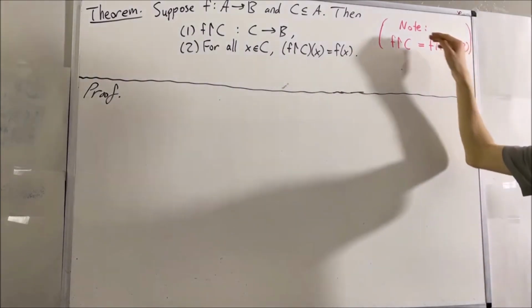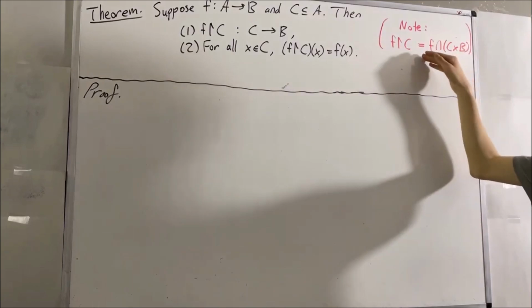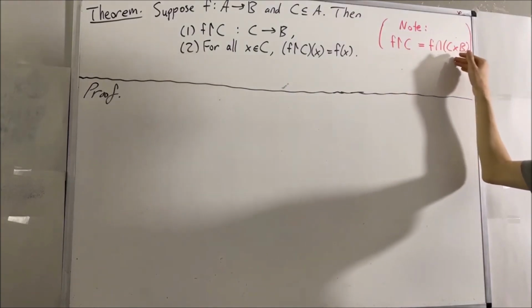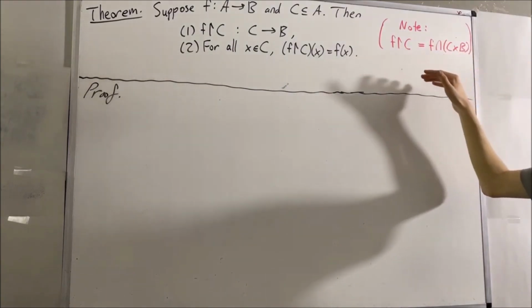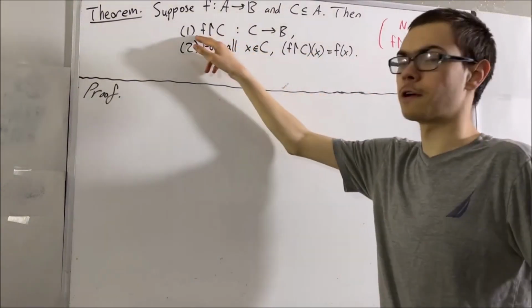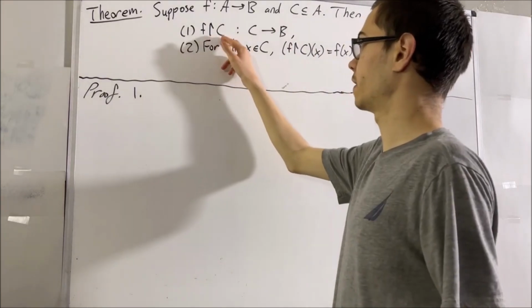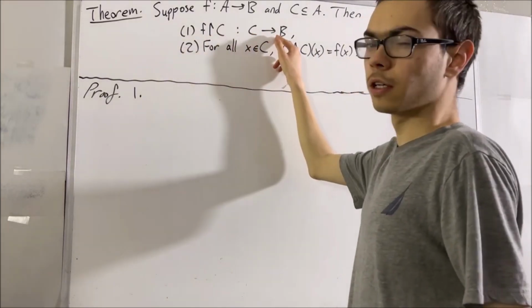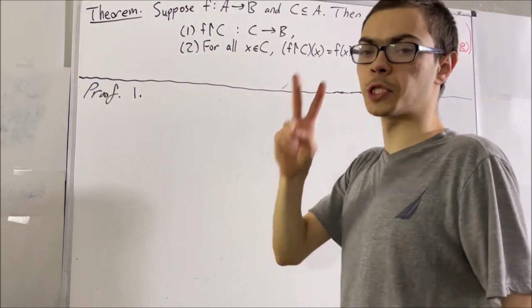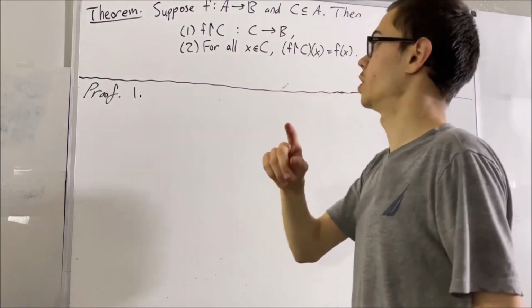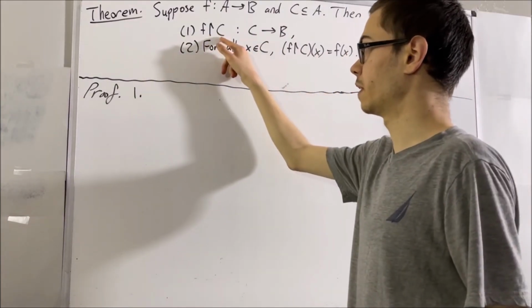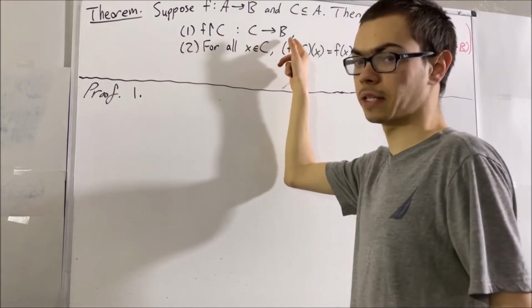Now, remember, the restriction of f to C is defined as the intersection of f and C times B. Okay, so we're going to prove 1 first. We're trying to prove that the restriction of f to C is a function from C to B. So there are 2 things we have to show. The first thing we have to show is that the restriction of f to C is a subset of C times B.